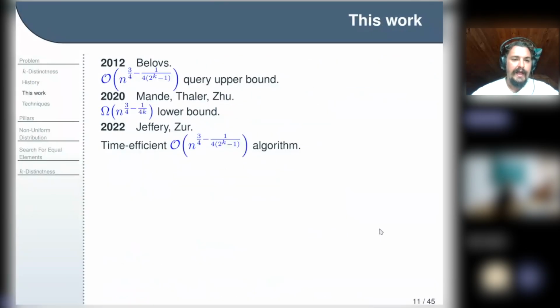And yeah, so this is just an overview. So the three important points, which just outline the complexity: this is the best known query upper bound, the best known query lower bound, and the best known time efficient algorithm.